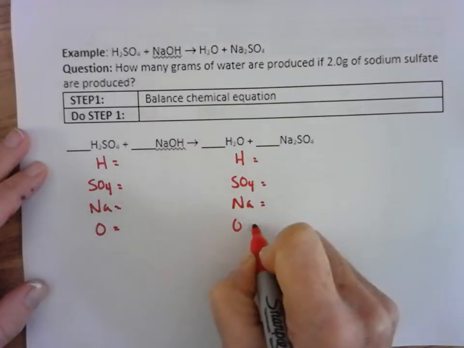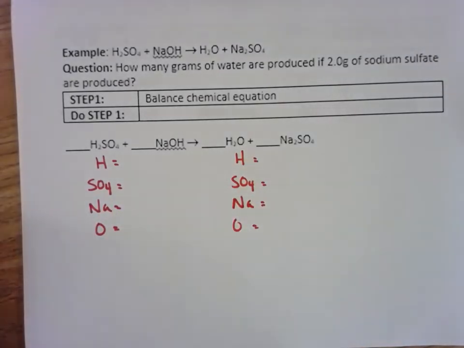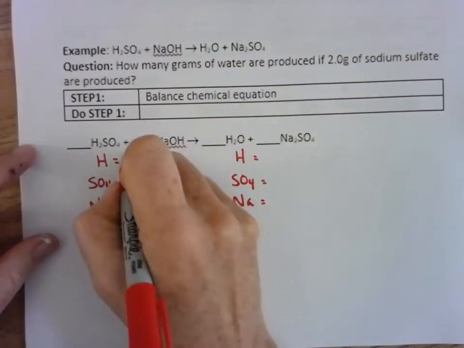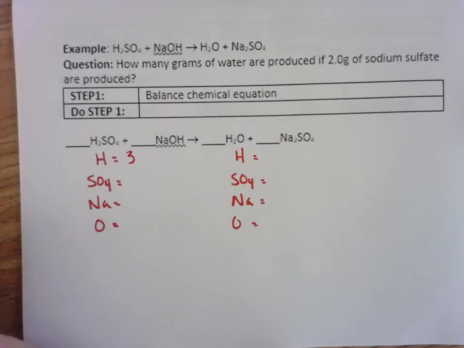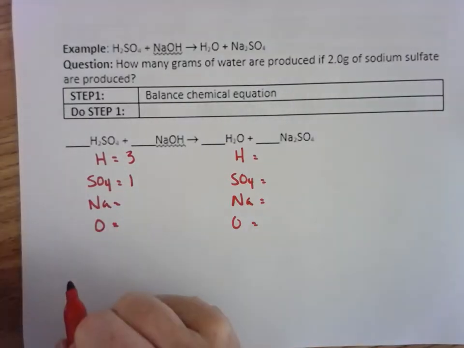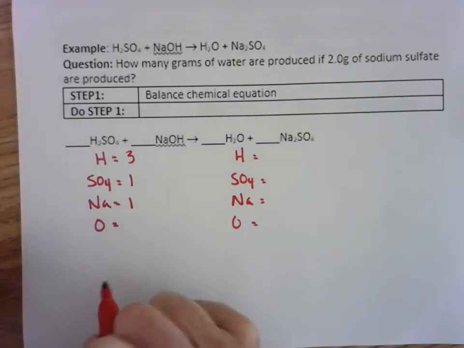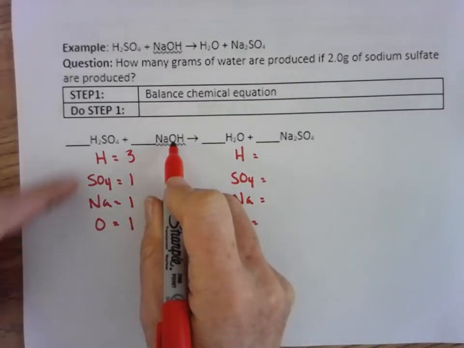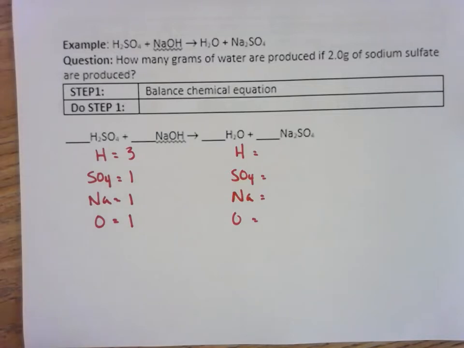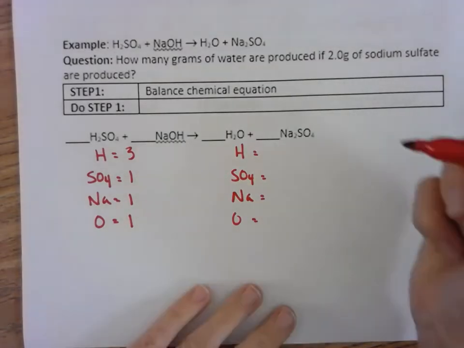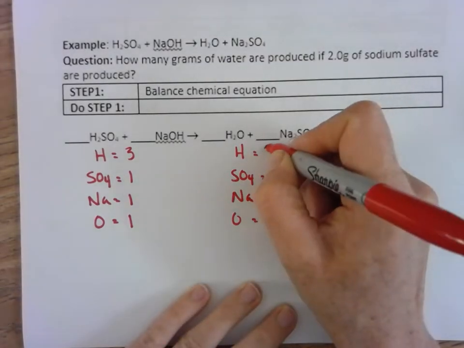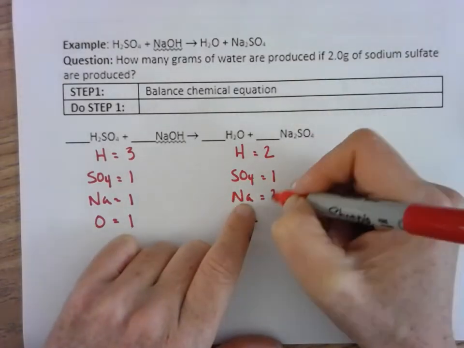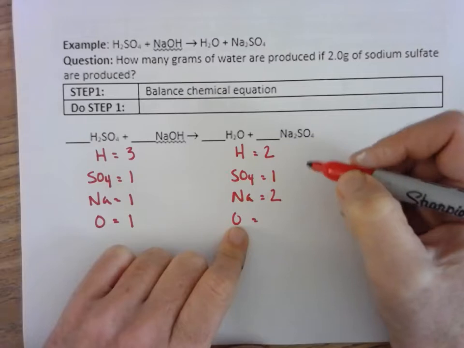Alright, now I'm going to tally them up. I have 2 hydrogens here and 1 there, therefore I have 3. I have 1 SO4, I have 1 sodium, and I have one oxygen here because the 4 oxygens in SO4 I've already counted. On this side I have 2 hydrogens, SO4 I have 1, sodium I have 2, and oxygen I have 1.